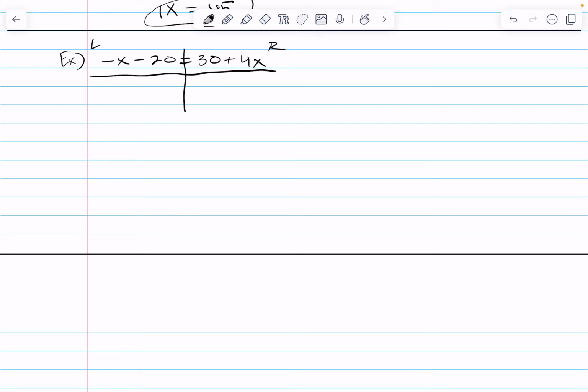All right, so let's assess what we have. So we have negative x minus 20 equals 30 plus 4x. I've never put the negative out front like this yet, so it's going to be a bit of a new concept. Now, how to do this? Let's assess what we have.